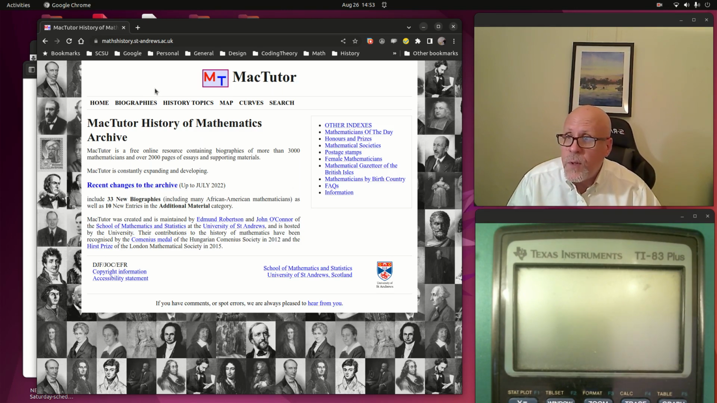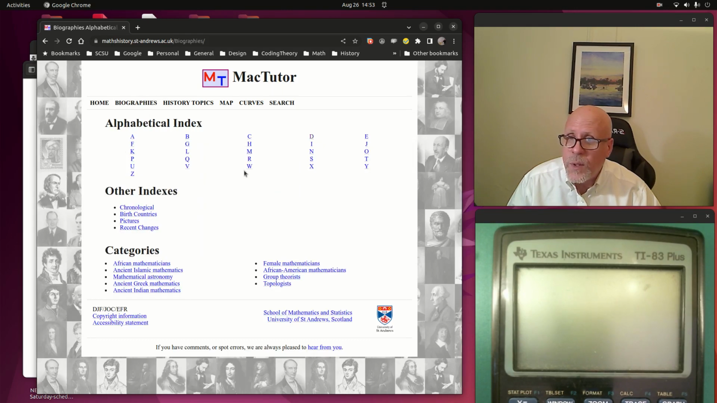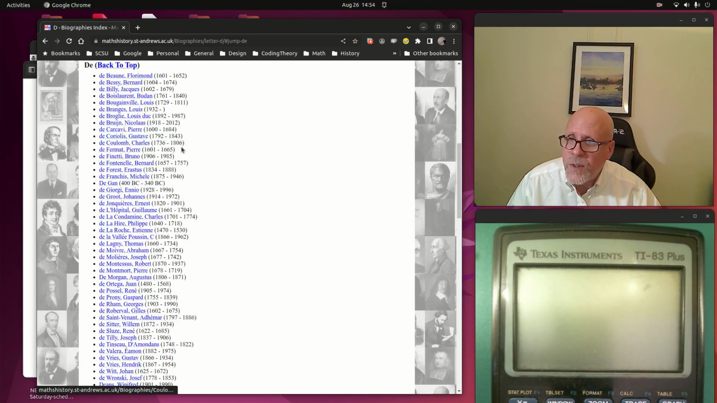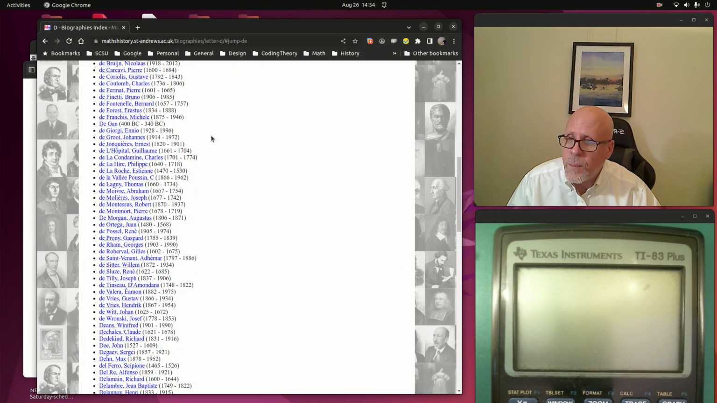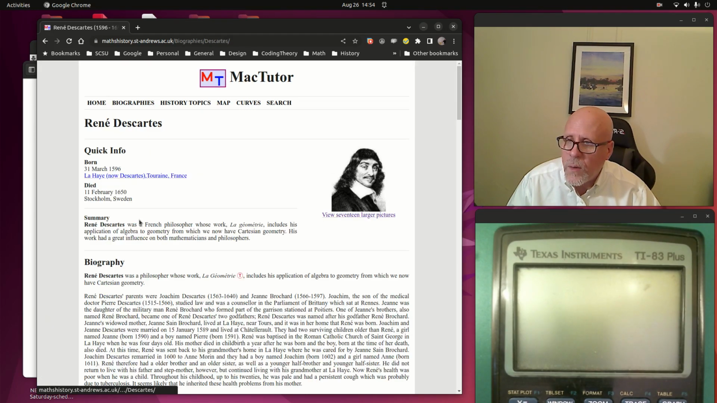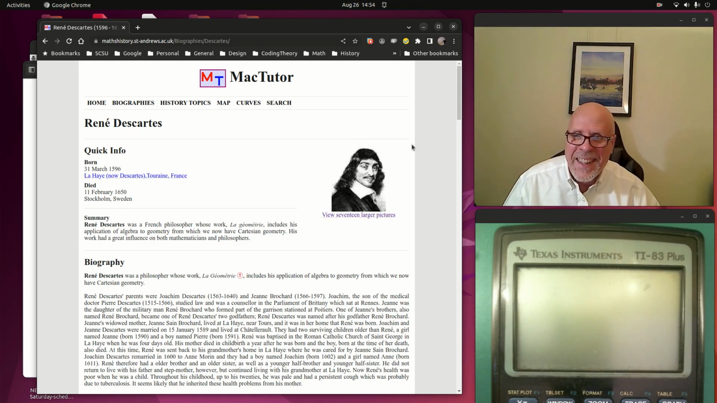Since we know the name of the dude we're trying to talk about, we're going to biographies, and it begins with a D. Notice you can jump to sections. Since there's a lot of D's, let's jump to the DEs. There he is, Descartes, René. So back where I just started. He's an interesting character in a lot of ways.